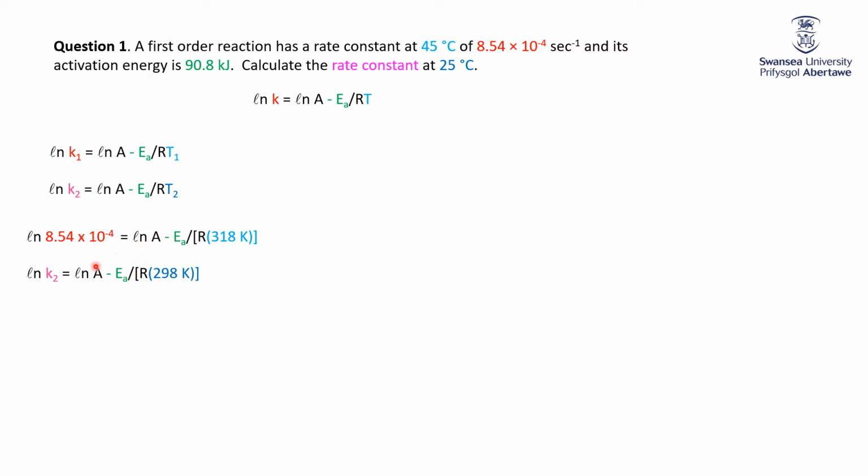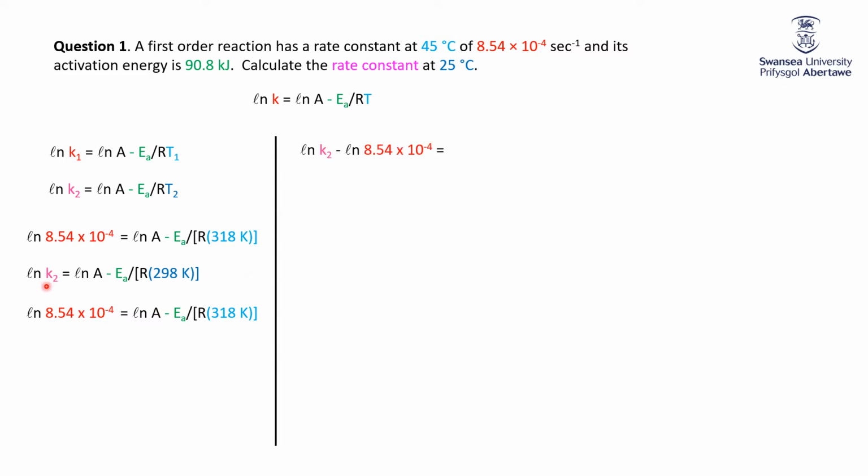Now I could subtract them in the order I've done now, but that would put that log of K2 as sort of the secondary thing, if you see what I mean. So let's keep that as the superstar subject to the question and subtract the second equation from that. So I'm going to do this equation minus that equation.